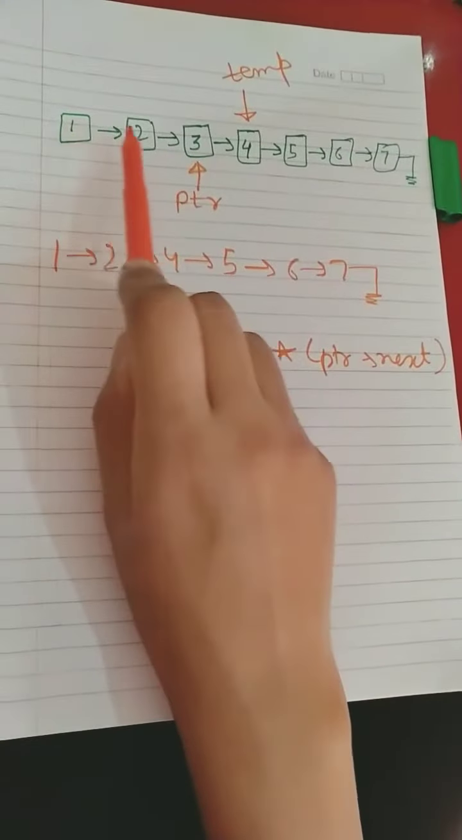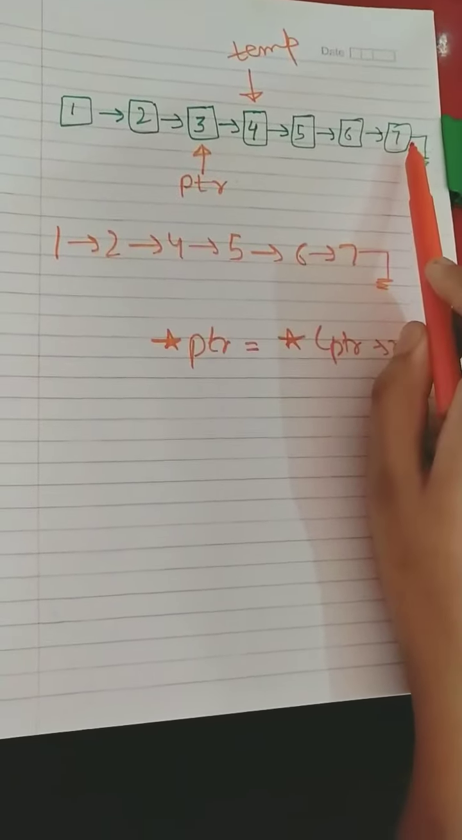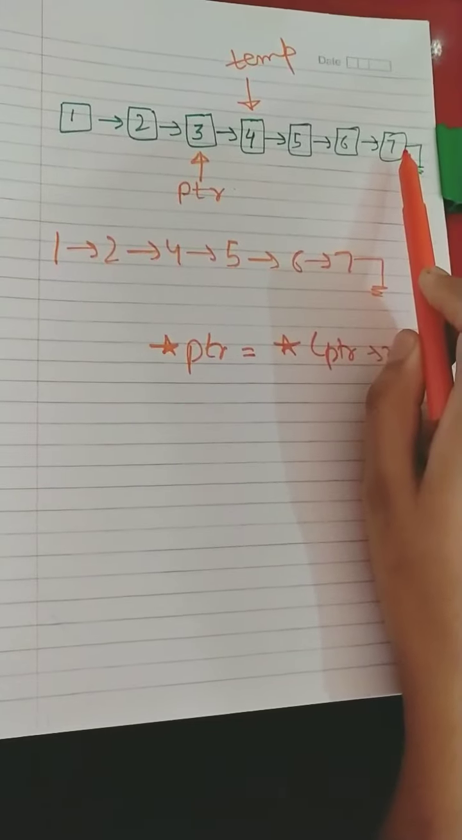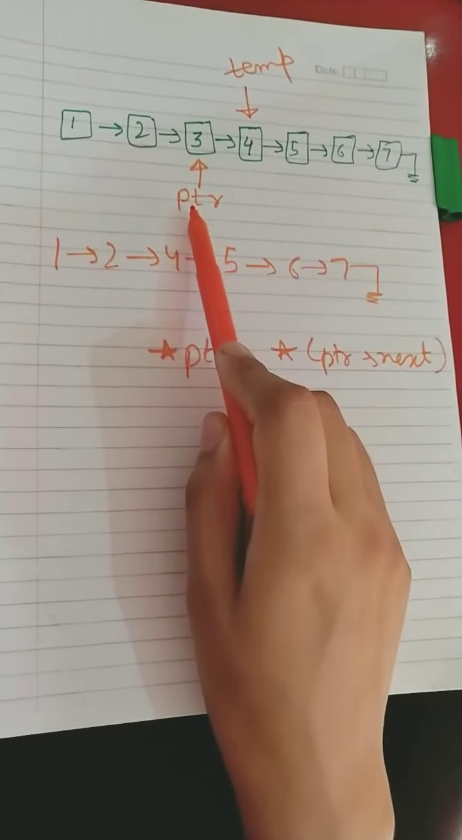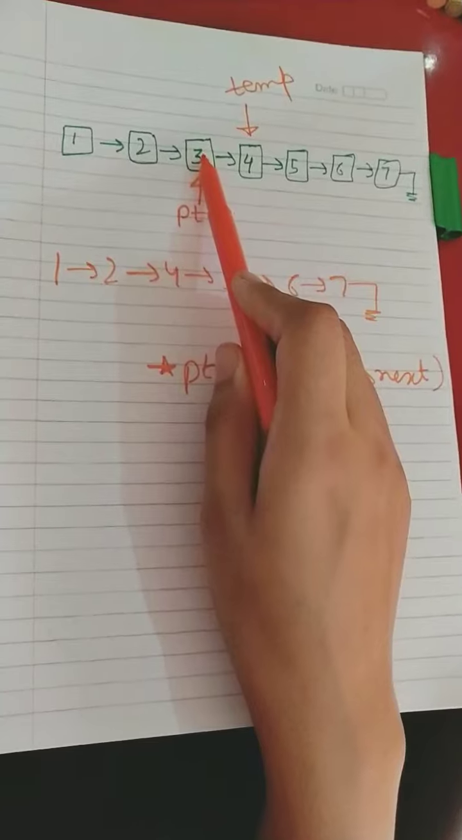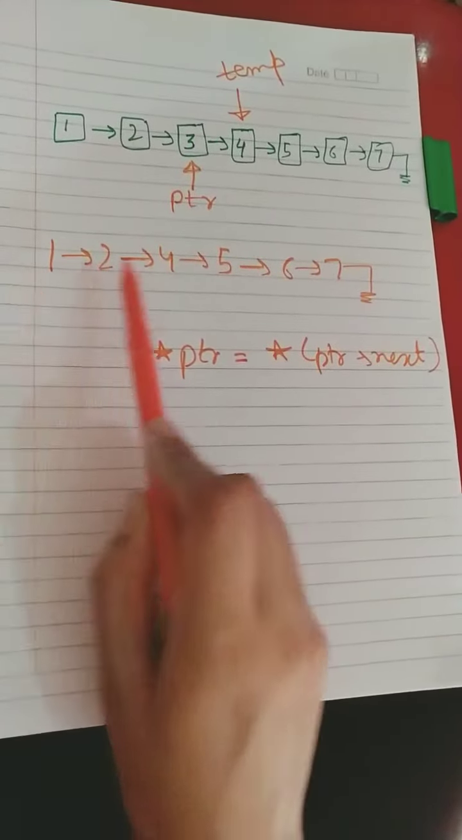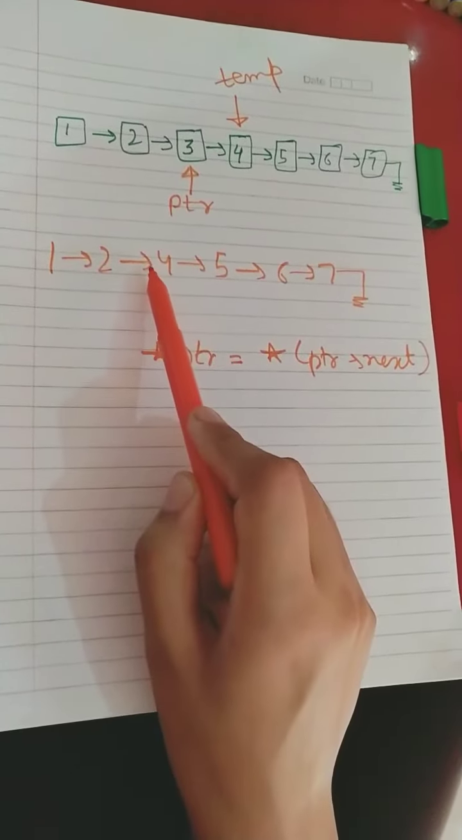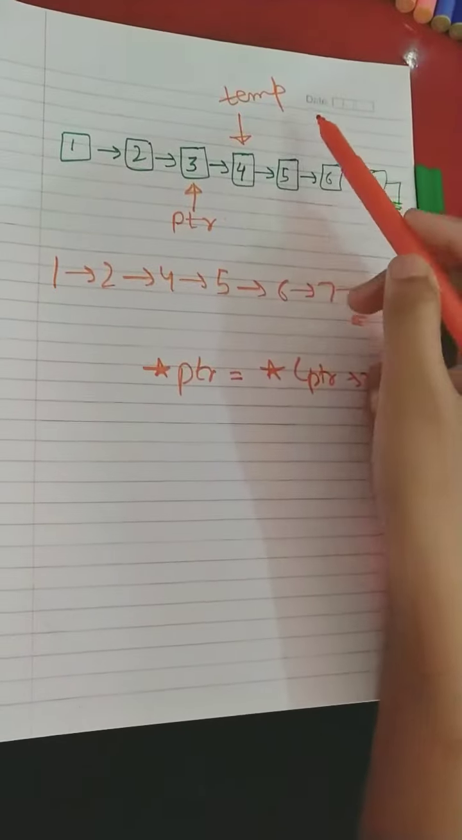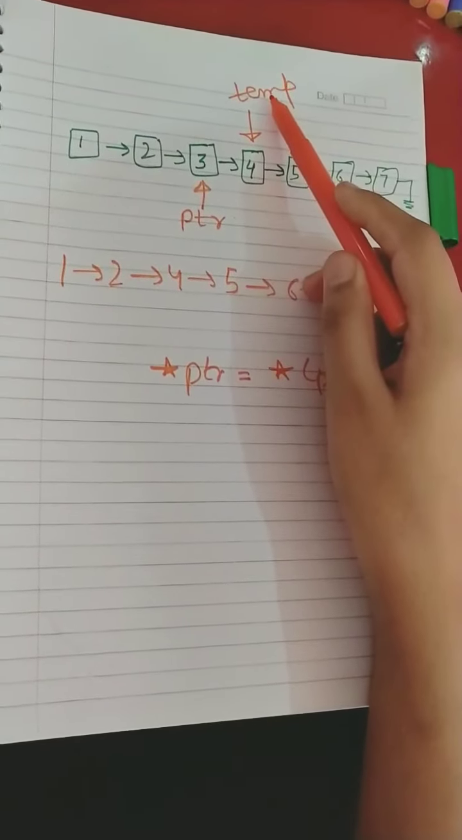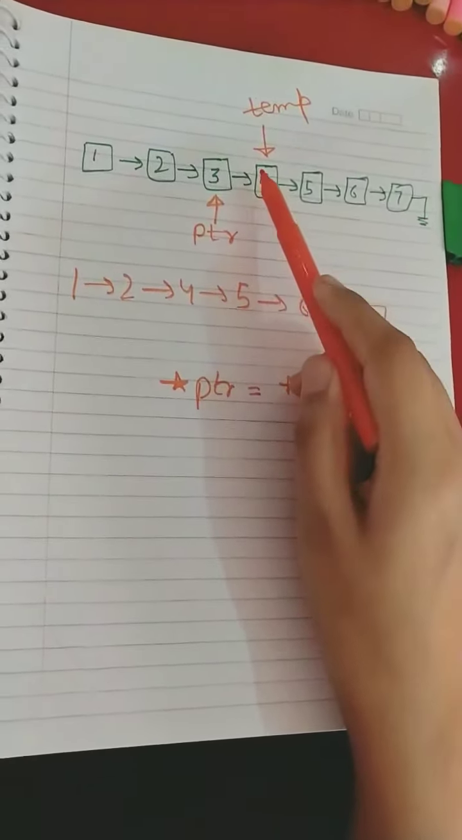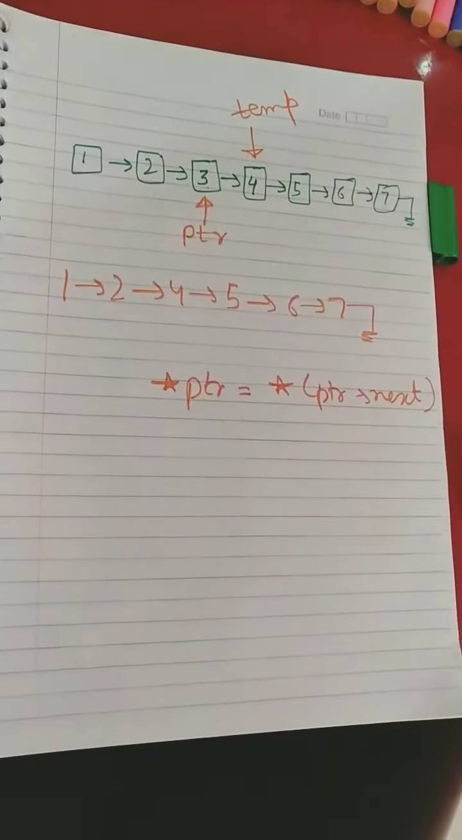Suppose this is the given linked list: 1, 2, 3, 4, 5, 6, 7. We are given a pointer to node 3, let's call it PTR. We are supposed to delete this node, and after deletion the list will look like this, 1 to 7 without 3. Now suppose I get a pointer, let's call it temp. It is pointing to 4, which is the node next to the given node.